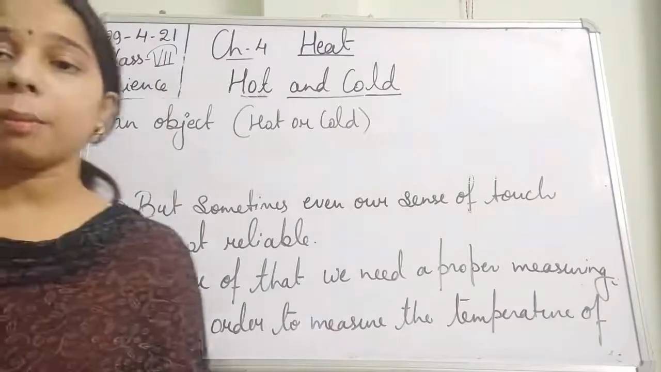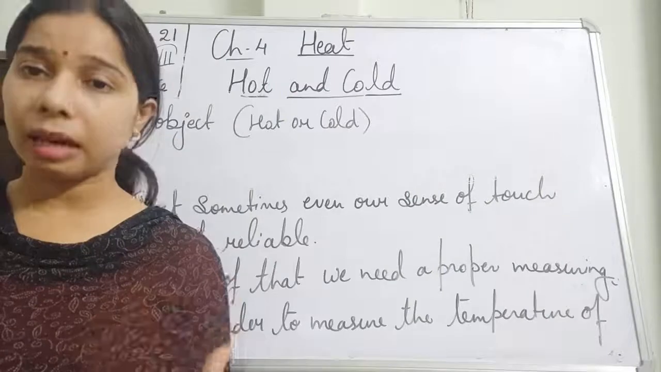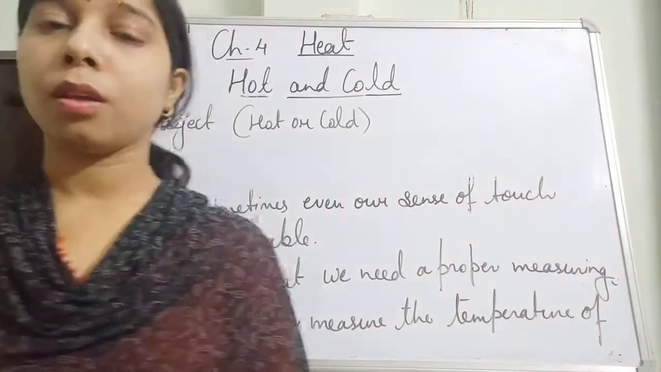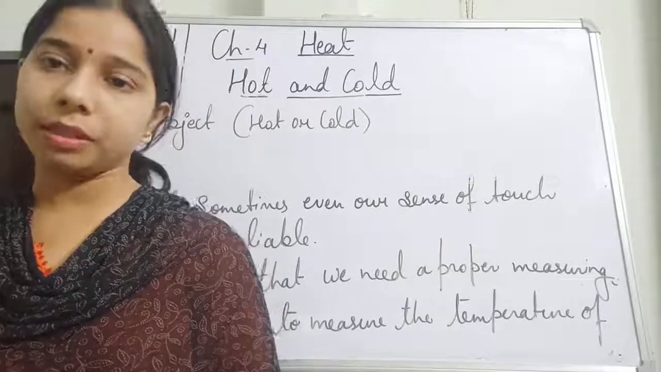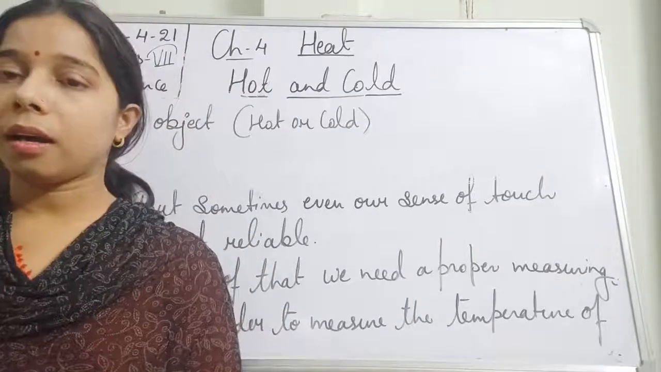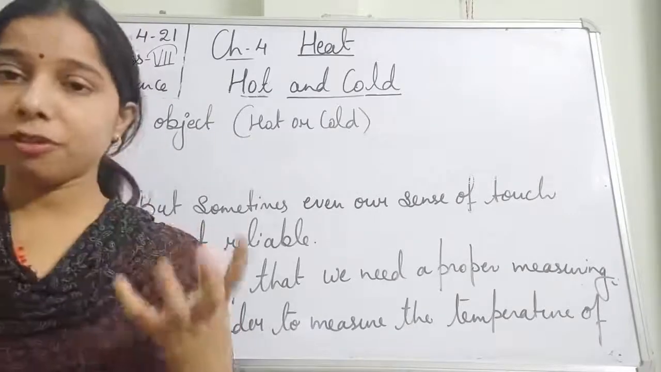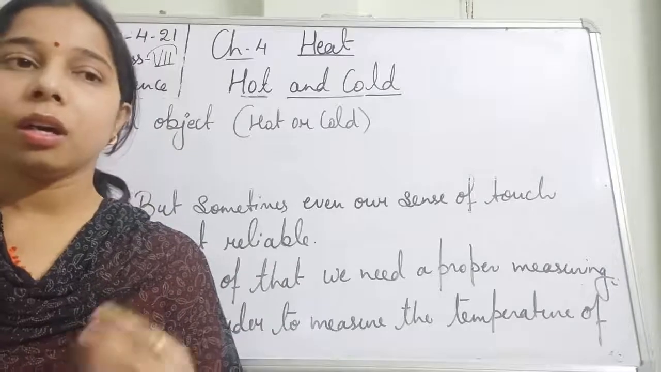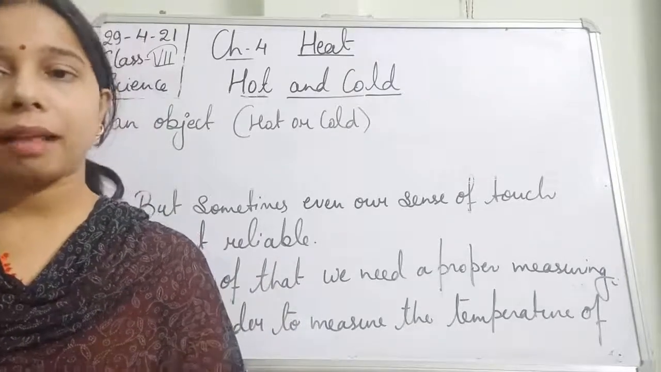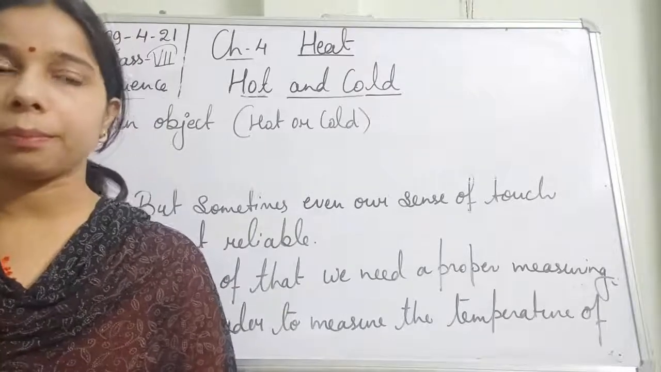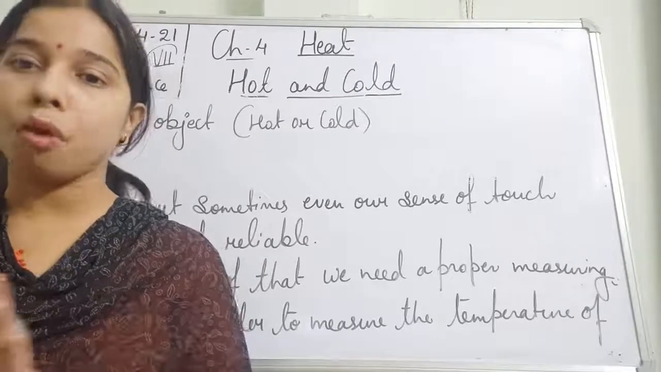Okay, so for that we need three beakers, or three containers, or three bowls. In the first beaker, or the first bowl, we will add hot water. In the second one we will add cold water, very cold water. And the third one will consist of lukewarm water.